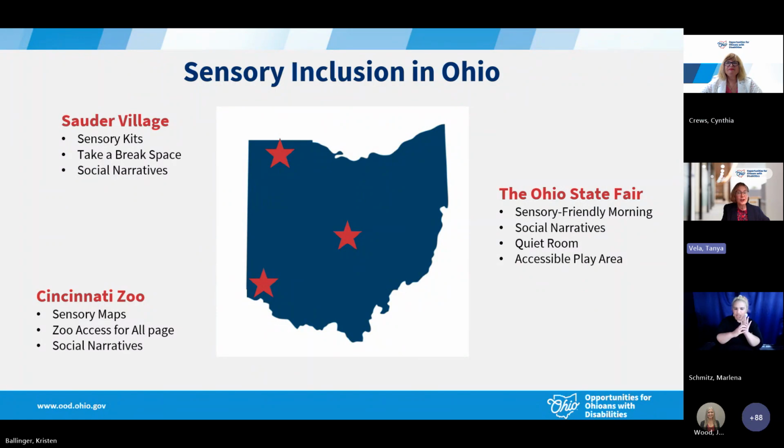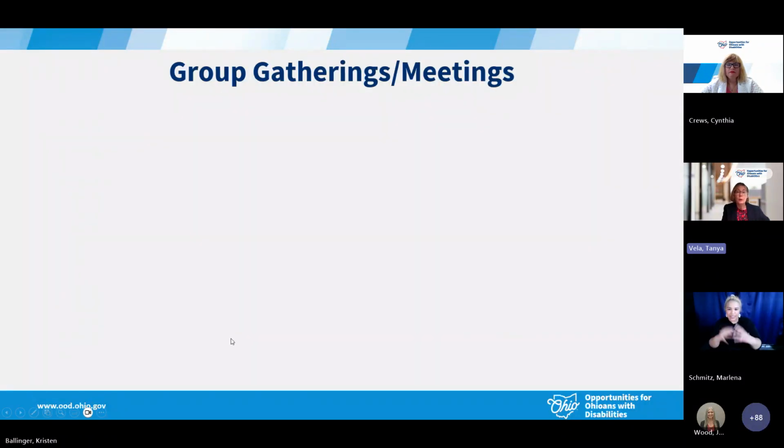Cynthia, now that we've talked about sensory areas, tools, maps, and social narratives, let's discuss general considerations like ideas for group gatherings and meetings and creating a sensory-friendly facility. When organizations gather for groups and meetings, consider how sensory needs may be impacted.